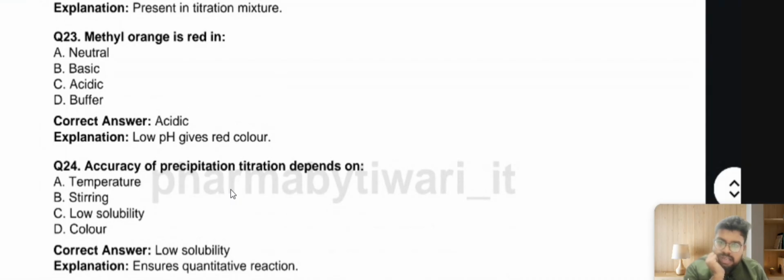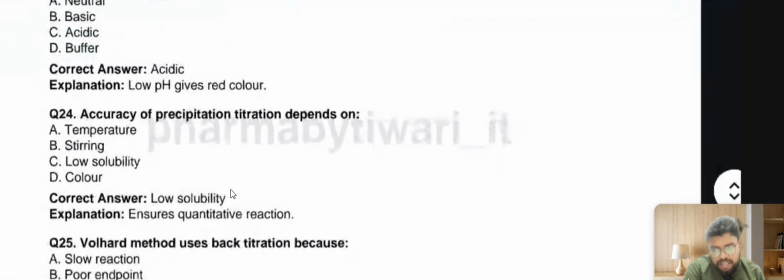So let's see question number 24. Accuracy of precipitation titration depends on temperature, stirring, low solubility, color. The correct answer is low solubility. Why low solubility? To ensure quantitative reaction. Okay, let's see question number 25.